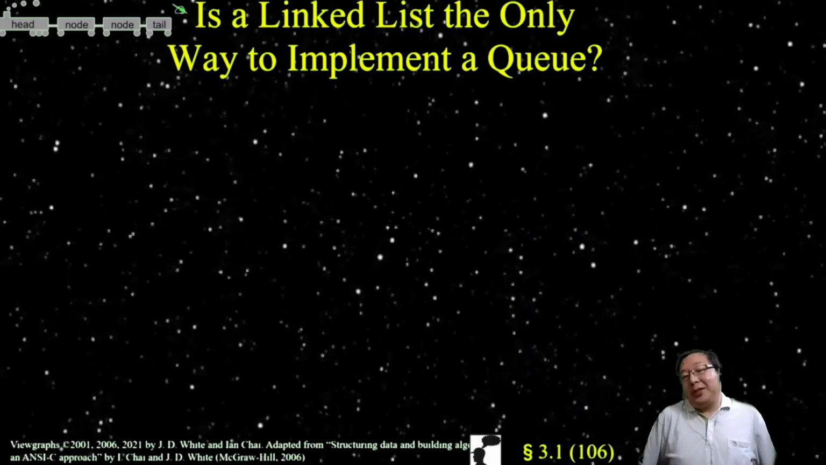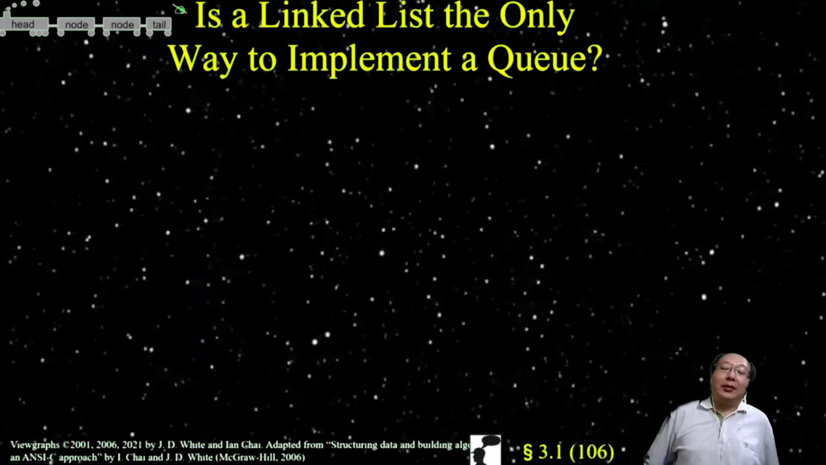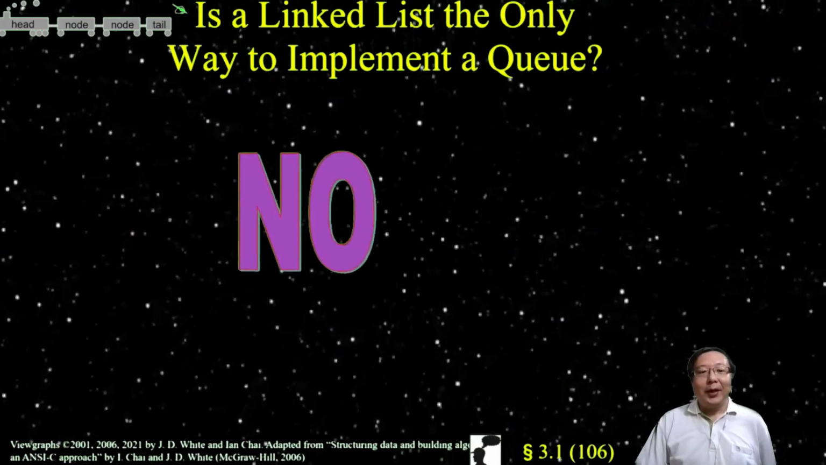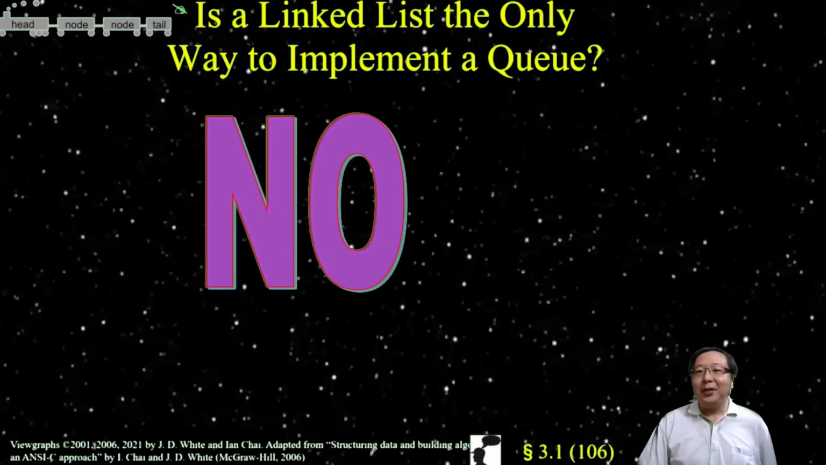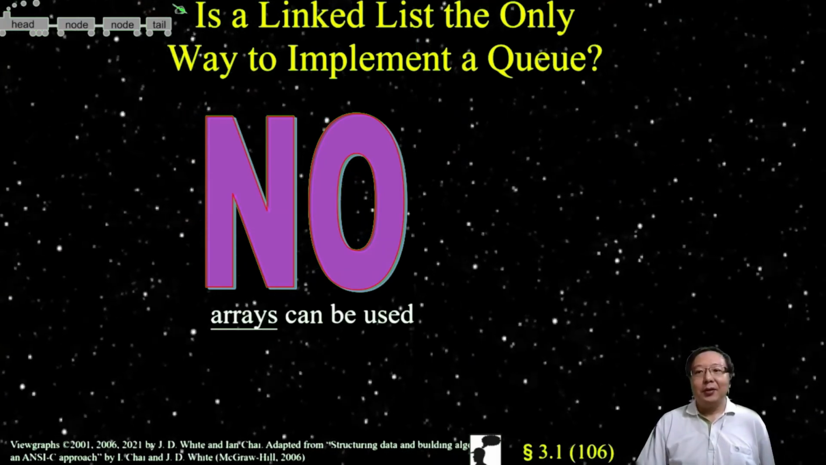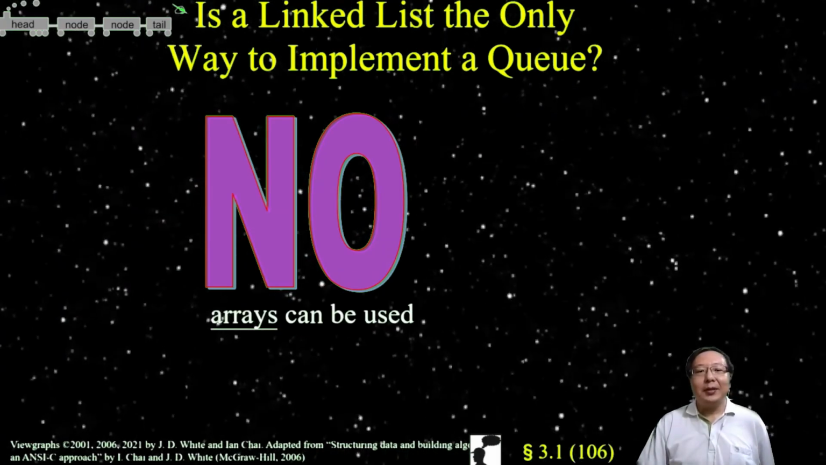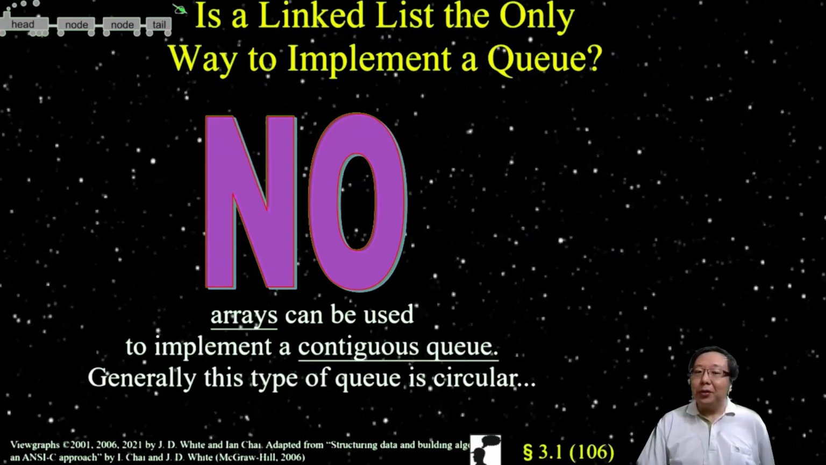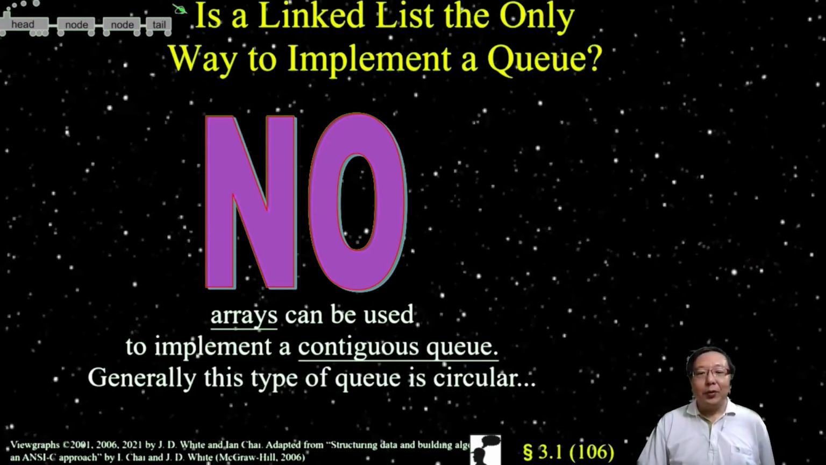So, we can also compress this by putting the initialization straight into the declaration like this. So, just like we asked with the stack, is linked list the only way to implement a queue? And you might have guessed, yes, it's not the only way. You can also use arrays. And this kind of queue is a contiguous queue. And this type of queue usually is circular. And what do you mean?